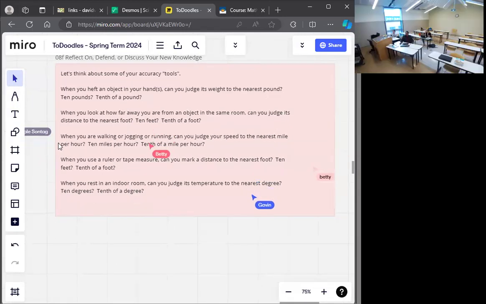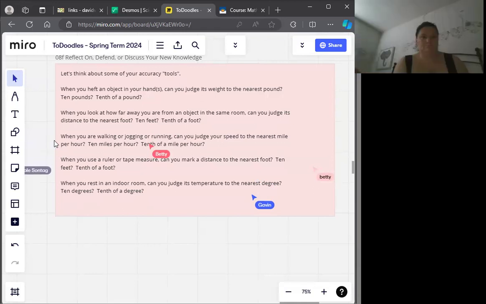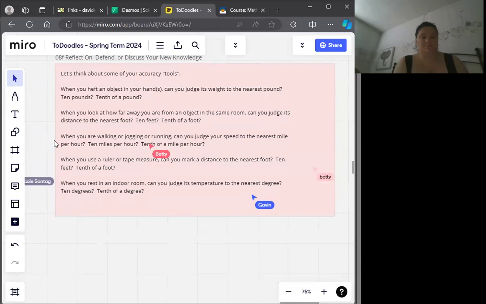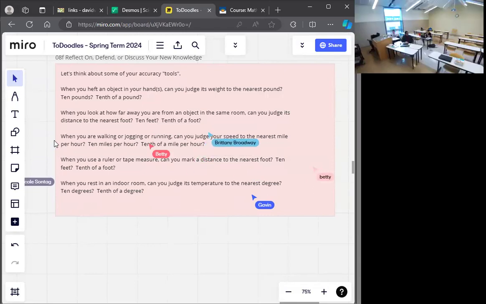Walking or jogging or running, can you judge your speed to the nearest mile an hour, or tenth of a mile per hour, or part of a mile per hour? Which one makes sense? Mile per hour. I think if I bicycled more, I could tell if I was biking at 6.5 or 7 miles an hour, but my bike doesn't have a speedometer and I'm not used to making that judgment, though it wouldn't surprise me if other people did. But for me, 1 mile per hour would be right.